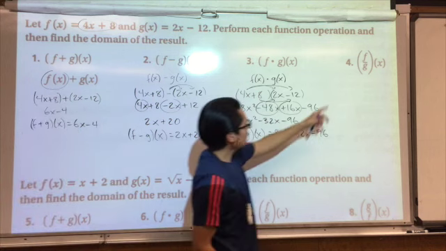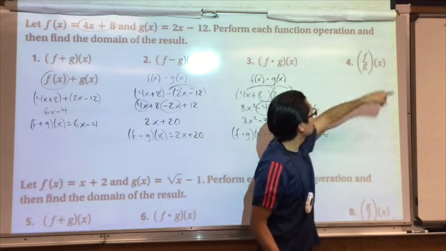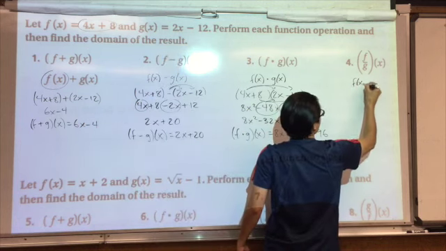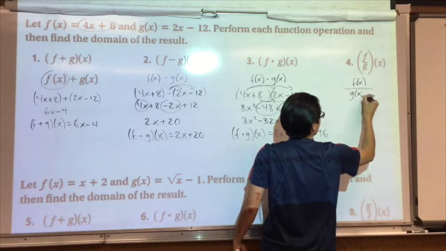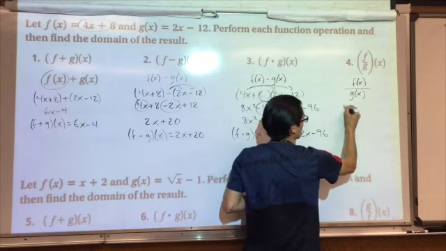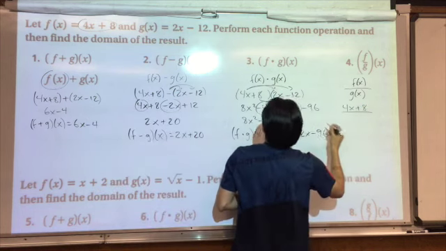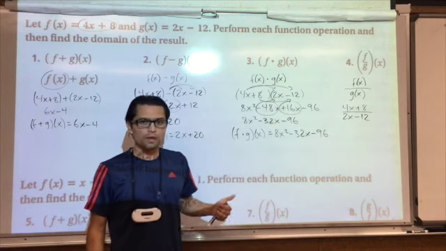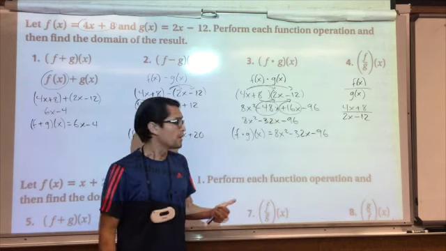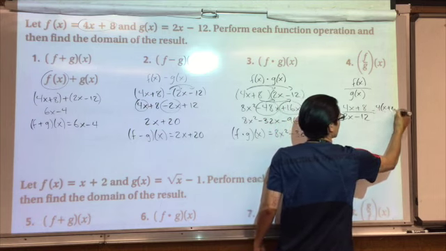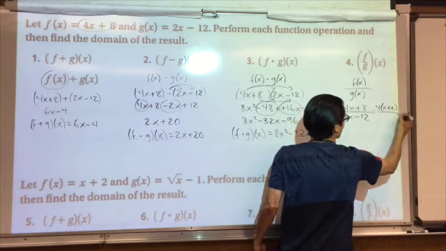Alright, last one. F over g of x. That's a division, so we need to divide f over g. Okay, so what this really means is take f of x and divide it by g of x. F of x, once again, is 4x plus 8. G of x is 2x minus 12. Okay, if you can simplify, simplify. If it's not possible to simplify, you're good. Here, what I can do is divide both sides. On the numerator, factor out a 4. In the denominator, I can factor out a 2.